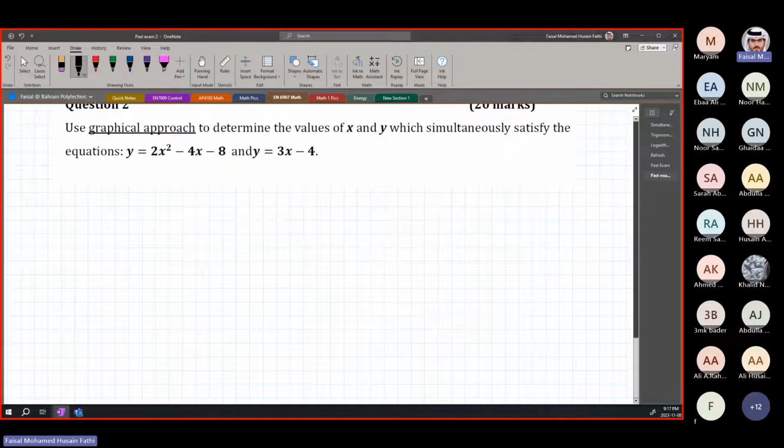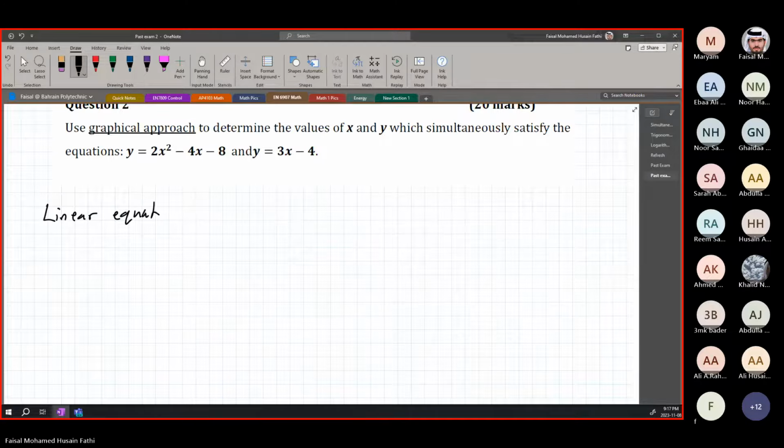Before that, we have to know how to plot. So to plot y, now we'll start with the linear equation, which is simpler to plot. Linear equation. So it's y is equal to 3x minus 4. First step, we find the y-intercept.